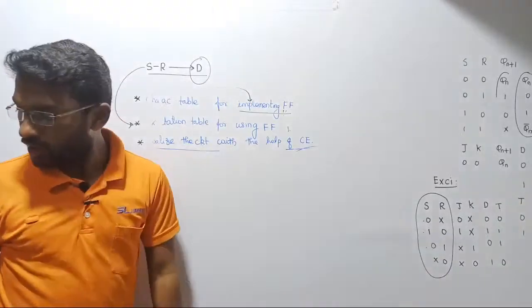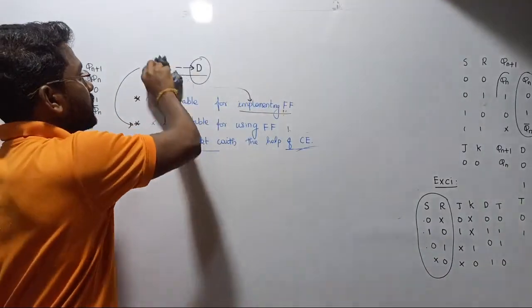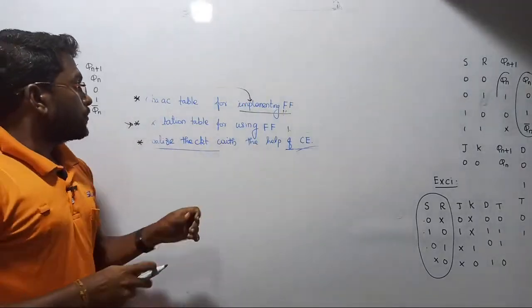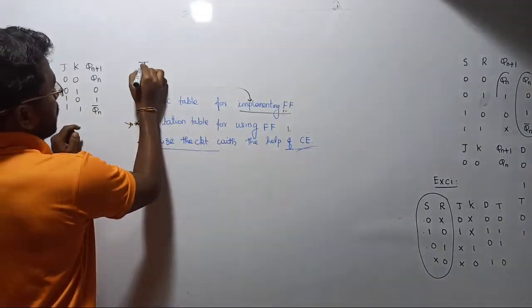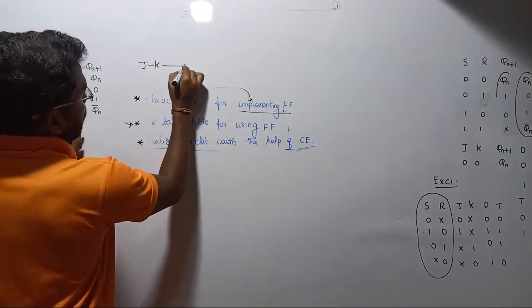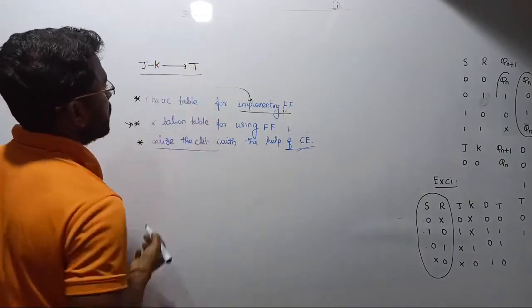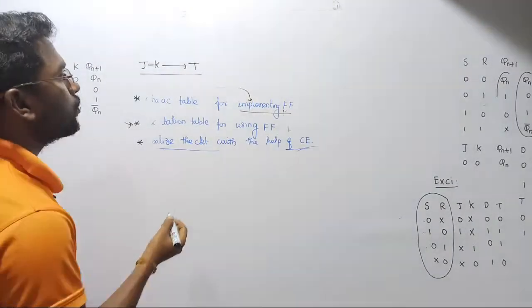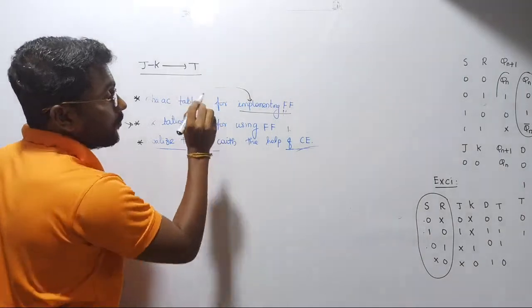Okay, fine. So the next type of circuit that we are going to design now: we are going to use a JK flip-flop to design a T flip-flop. That's all. Shall we start? Yes. So let us see. First of all, what we have to do? We need to write which flip-flop we are going to implement.